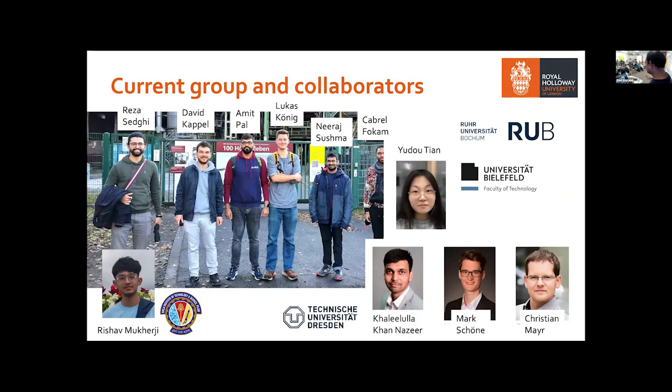All of this work is done with a huge group of collaborators from Rube and Bielefeld and Dresden and BITS Pilani and all that. So there are a lot of people involved in this.